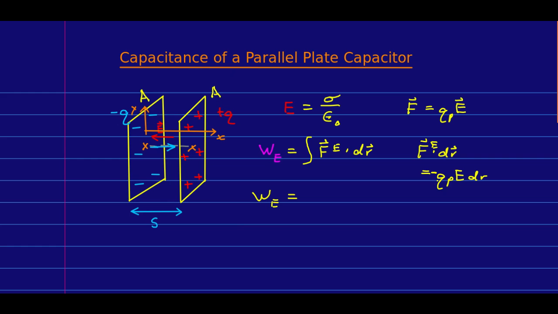We have a constant probe charge and E field that we'll just pull out in front of the integral. All the vectors are gone. We are integrating with respect to x from 0 to s. And so that's a very easy integral.